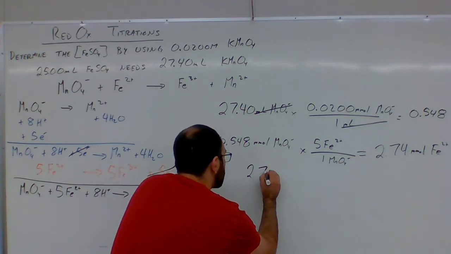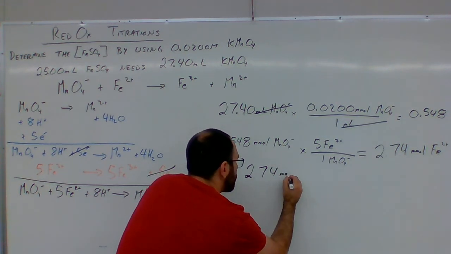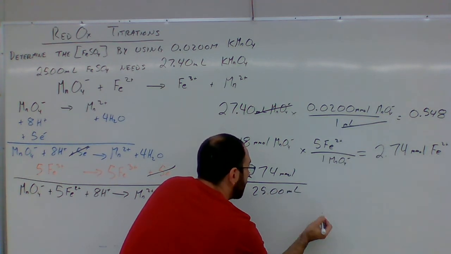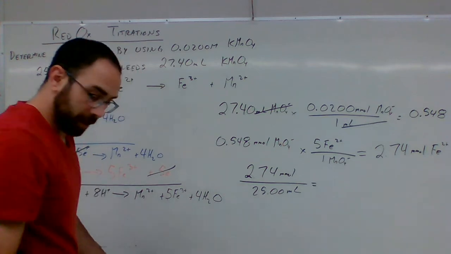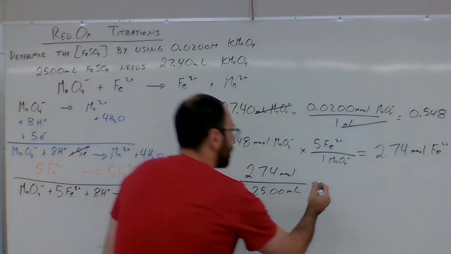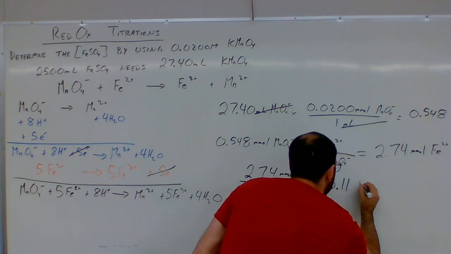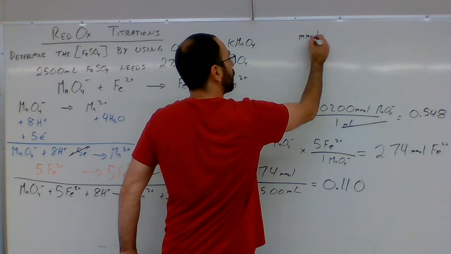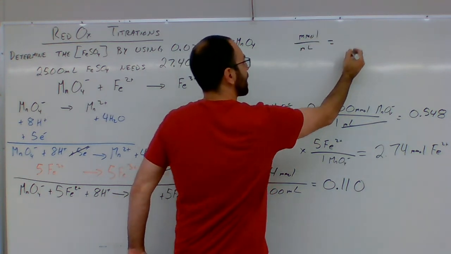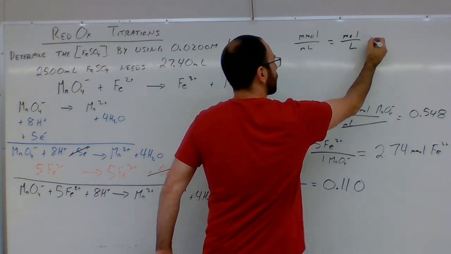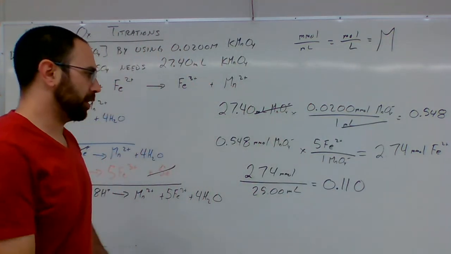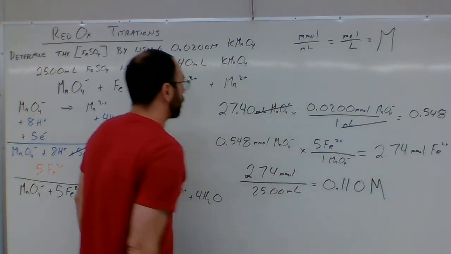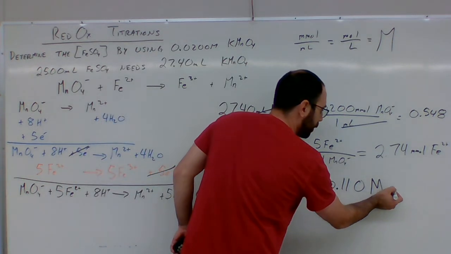So 2.74 millimoles divided by 25.0 milliliters gives me a concentration of 0.110 millimoles per milliliter. And I just want to remember that a millimole per milliliter is the same as mole per liter, which is our concentration, molarity. So we end up with 0.110 molar FeSO4.